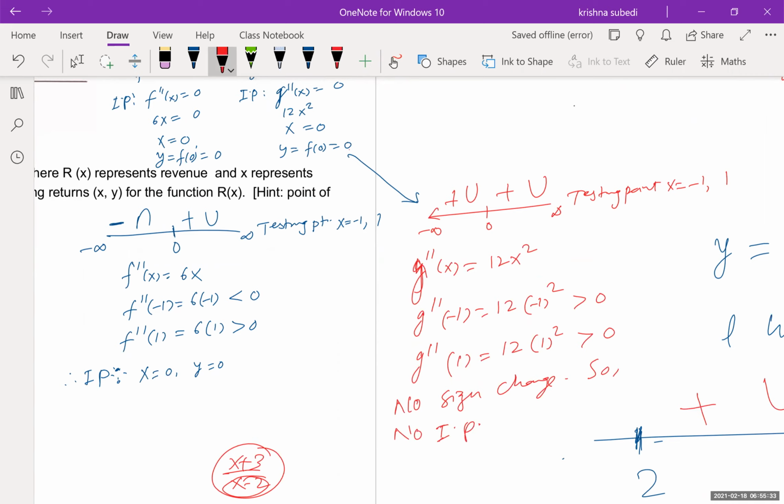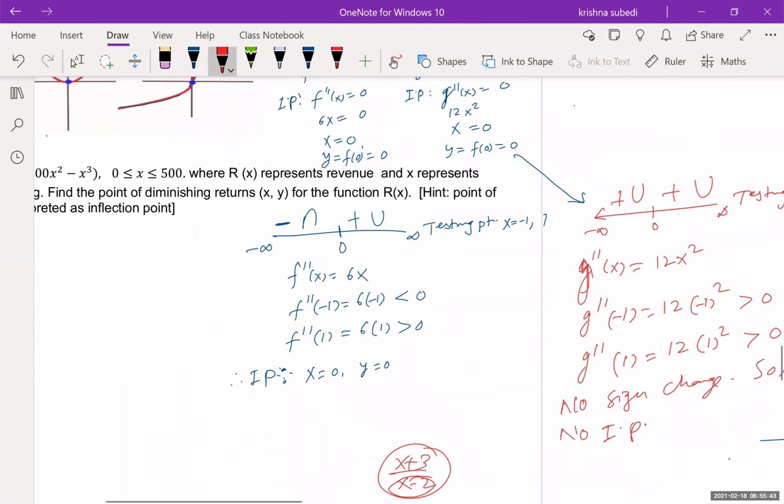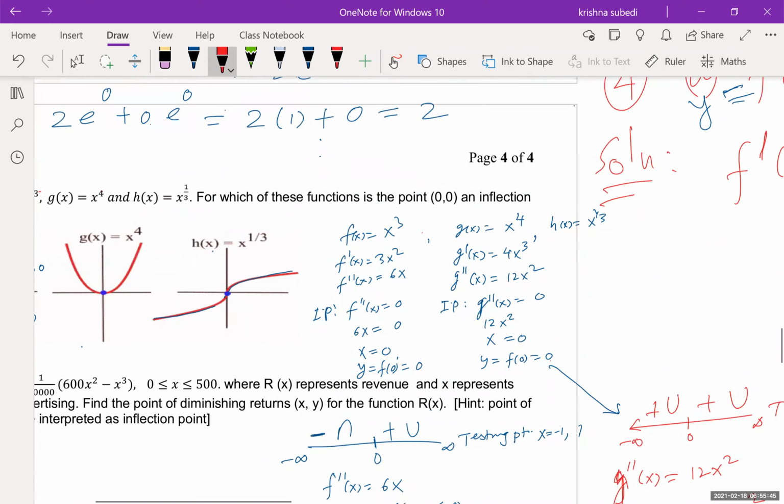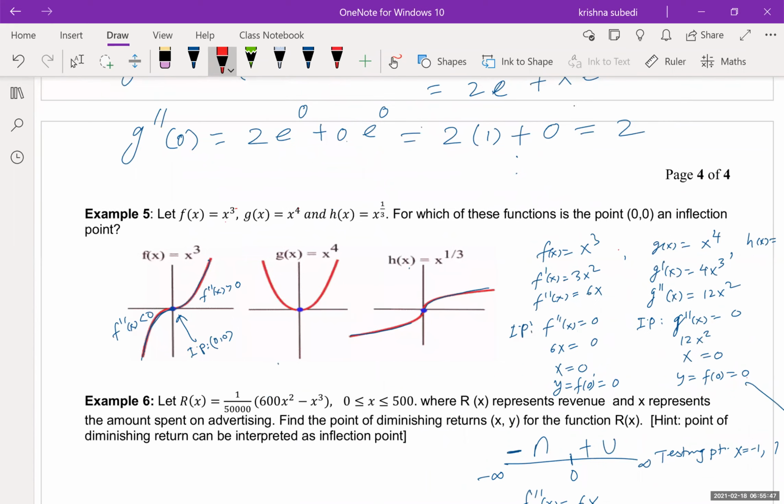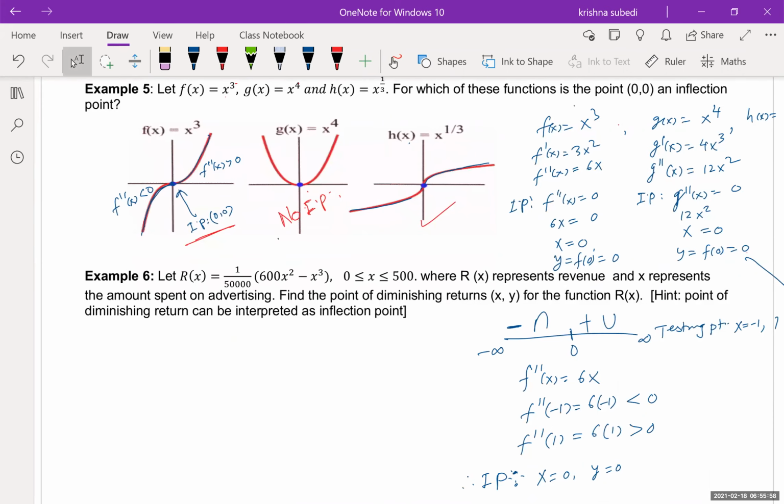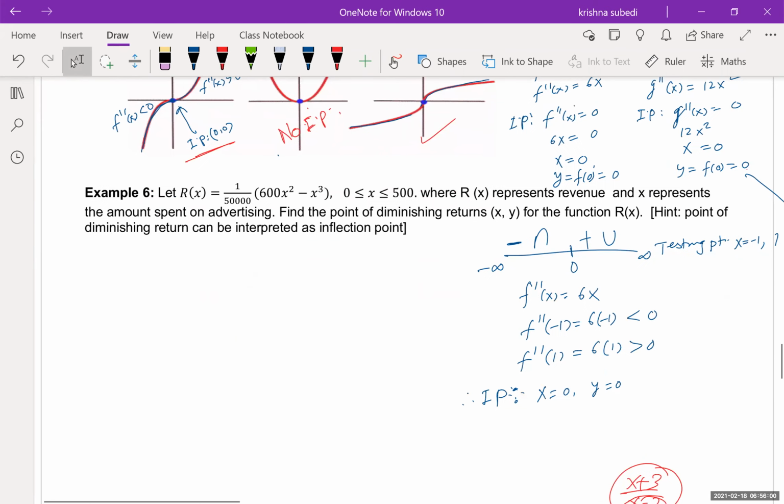Okay, so make sure that in order for this to be an IP, the sign must change. In other words, the concavity must change, and we have seen that in the figure. So in this figure, yes, this is an IP, but here, no IP. In the same way, you can think about this one. No issue there. Any questions, guys, so far?